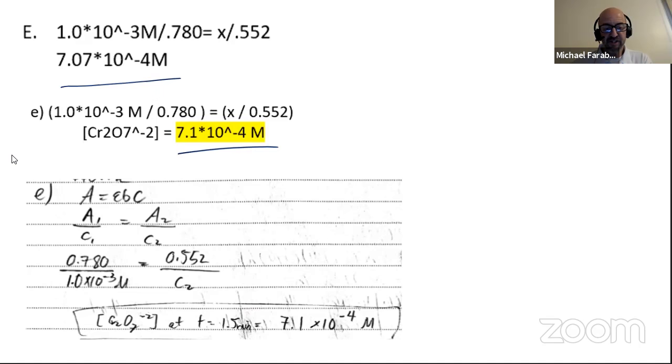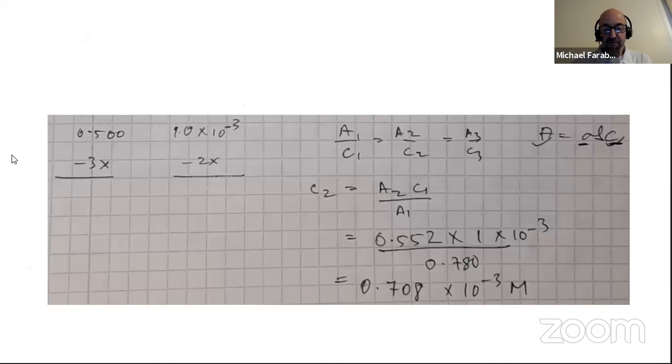This person has a proportion, and they got the correct answer as well. I'm happy with this answer, even though it's not properly formatted in scientific notation. I understand that 0.708 × 10⁻³ is the same as 7.08 × 10⁻⁴, so no concern on that. That's fine.